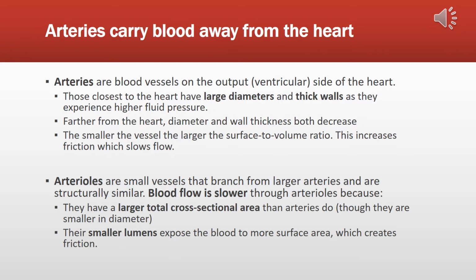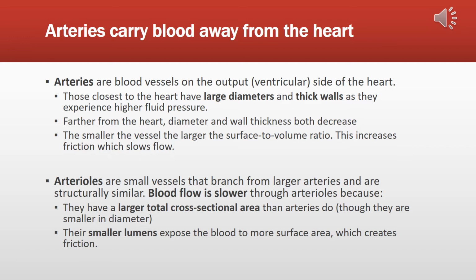Once again, arteries carry blood from the heart. So the arteries are on the output or ventricular side of the heart, and that's the location they would need to be in order to accommodate carrying blood away from the heart. And those arteries closest to the heart have the largest diameters and the thickest walls out of all the arteries because they experience higher fluid pressure here. And they're experiencing this as a result of the pressure produced by the ventricles.